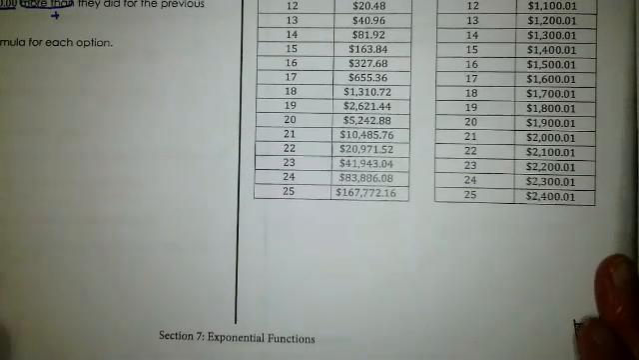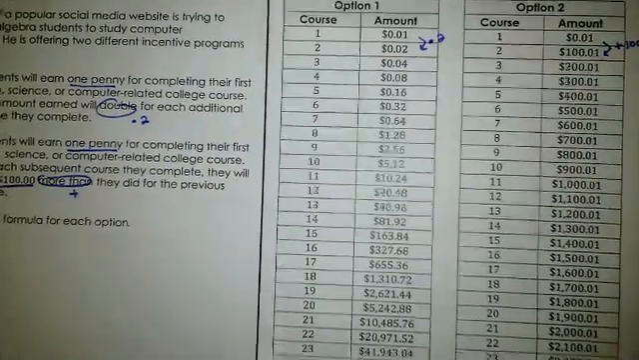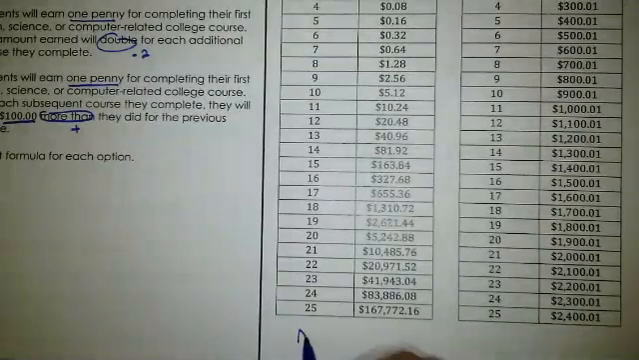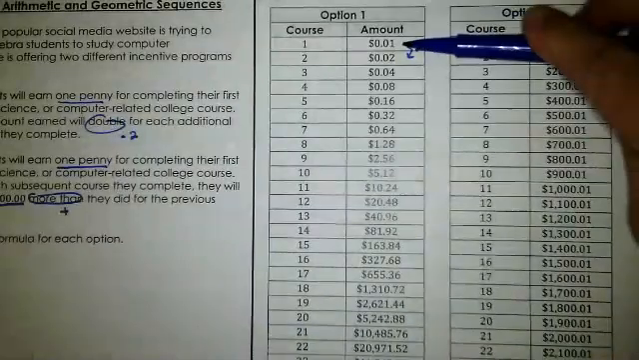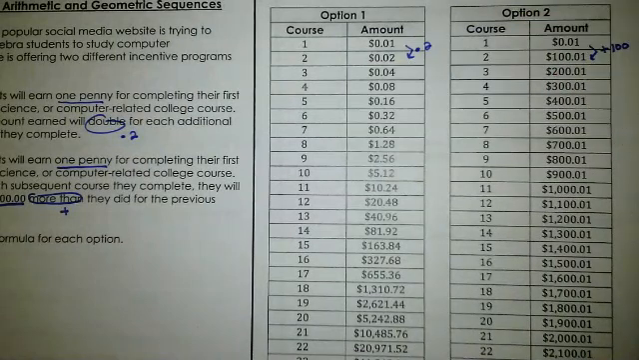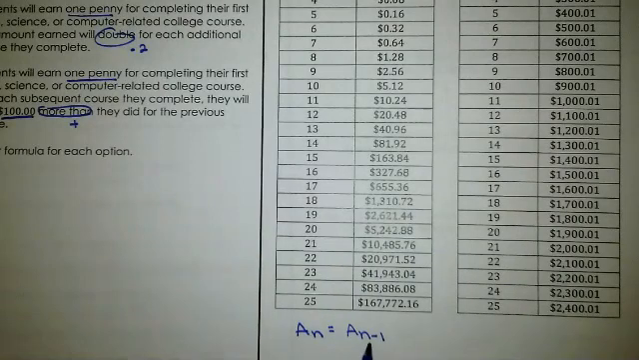And it wants us to write an explicit formula. So for option 1 here, to figure out the amount of money, it looks like you're taking the previous amount and timesing by 2. So if we're trying to find n, the one before it would be n minus 1. And you multiply that by 2.